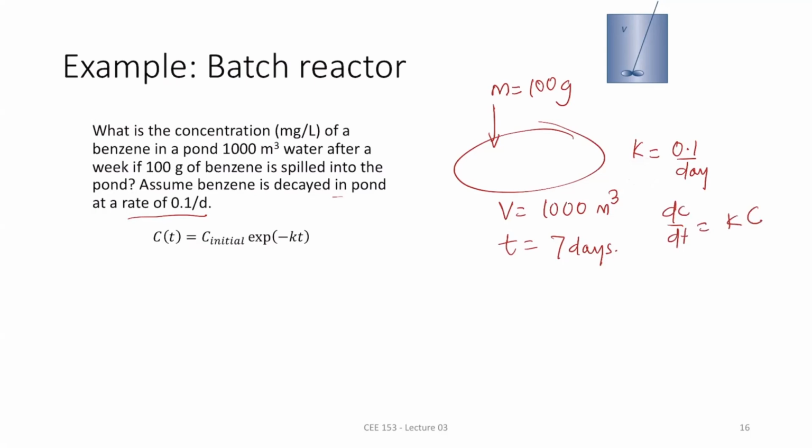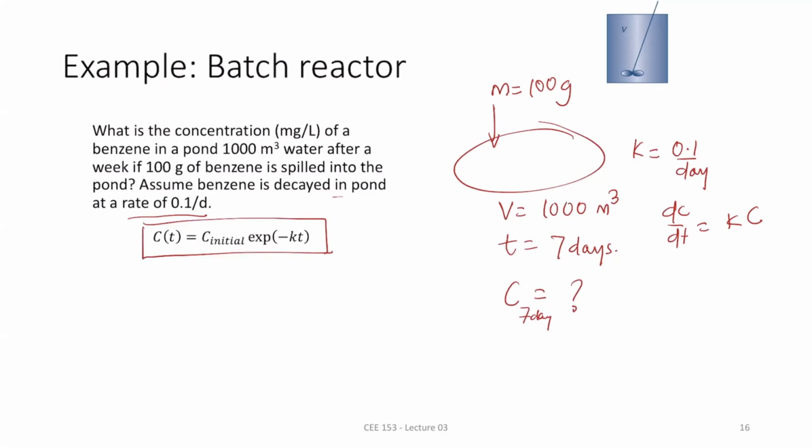I'm just going to take them out for simplicity, so I don't have to type multiple letters. Okay, so that's the first order reaction, and everything else is given. I ask you what the concentration is after 7 days. You know that this is a batch reactor, and the solution is this. I just wrote the solution directly; I didn't try to solve it. So let's answer it.